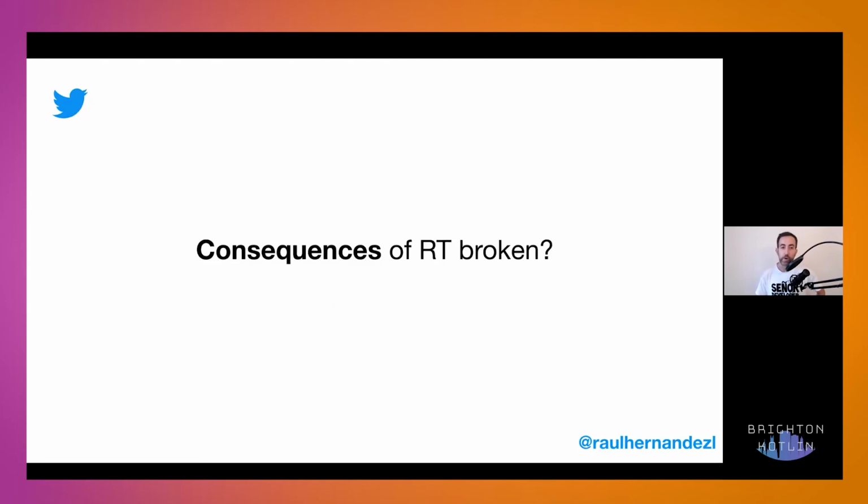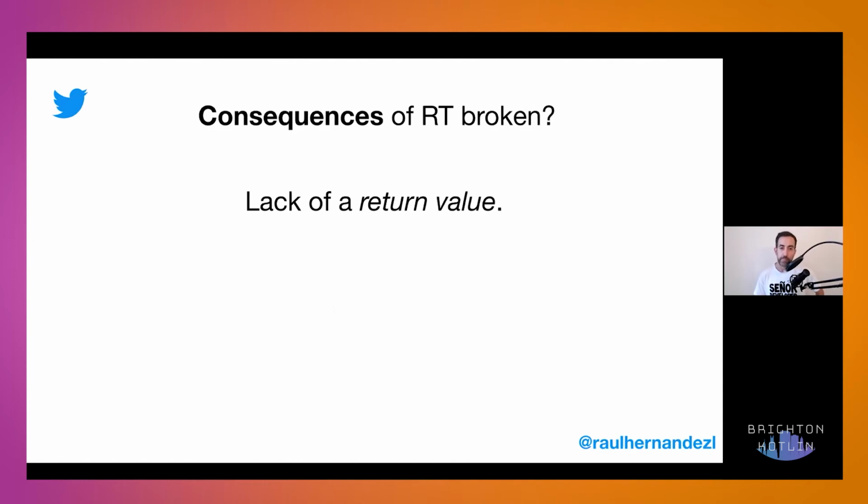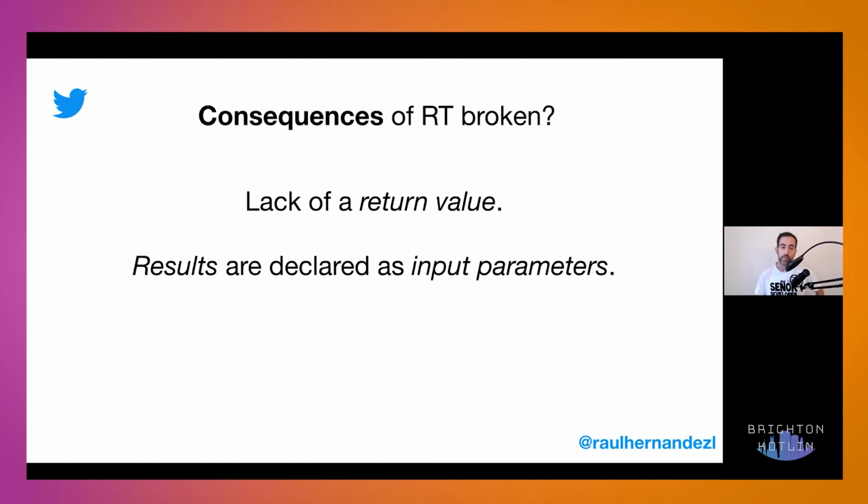So do we have any consequences of breaking referential transparency? Yep. If we think in callbacks, we don't have a return value. That's the first of all. Second, callbacks use other callbacks as an input parameter. So that means that when we go to the next callback, we need the previous callback to have something to pass as an input parameter.